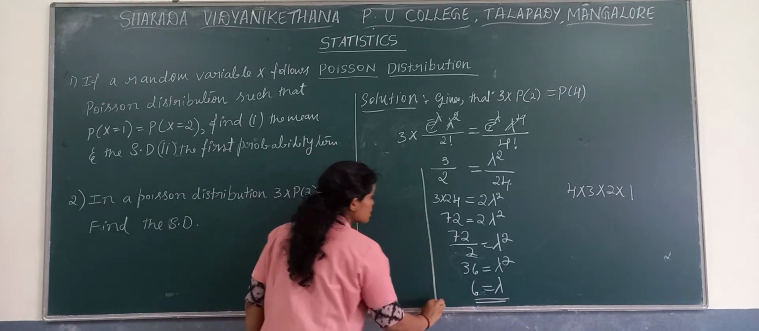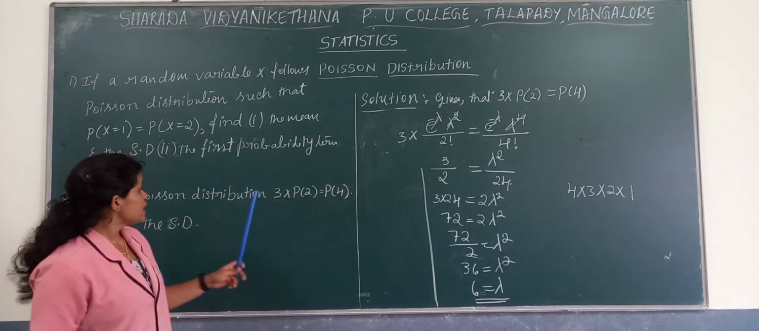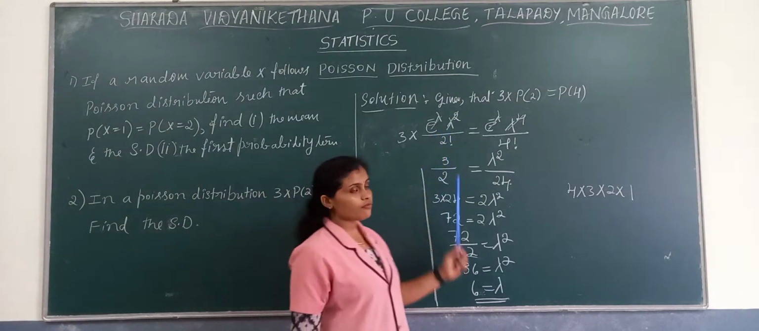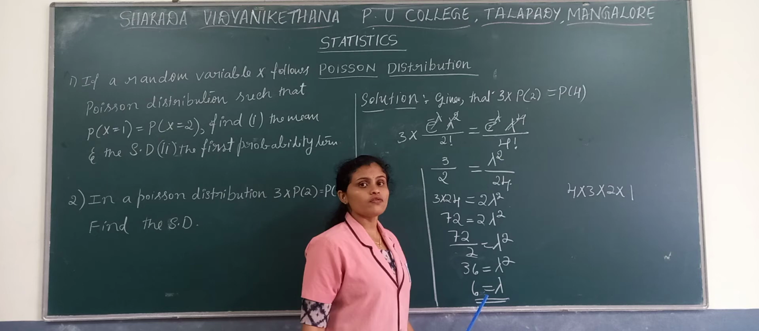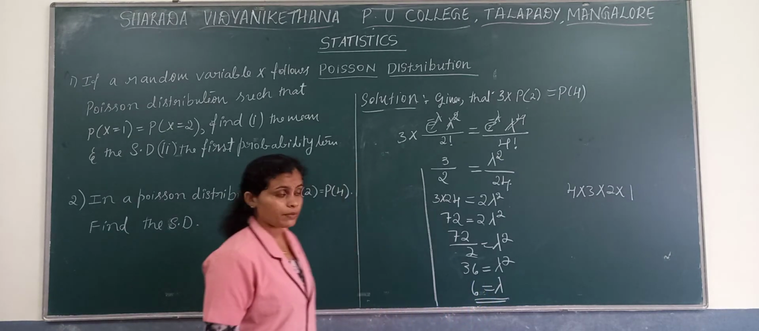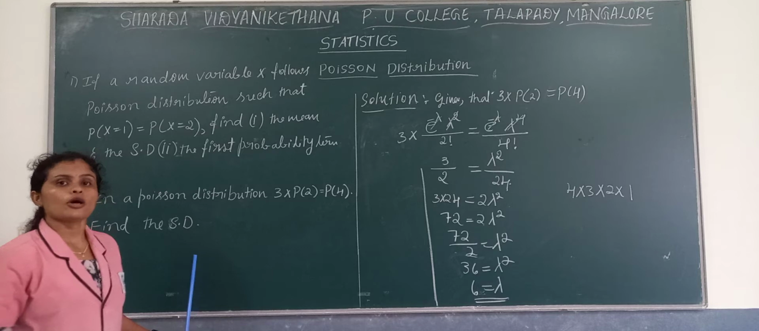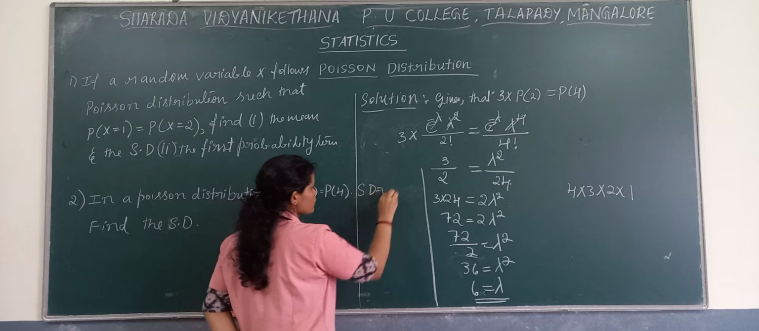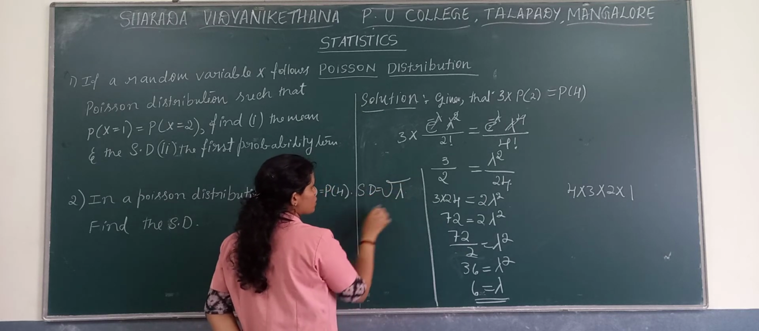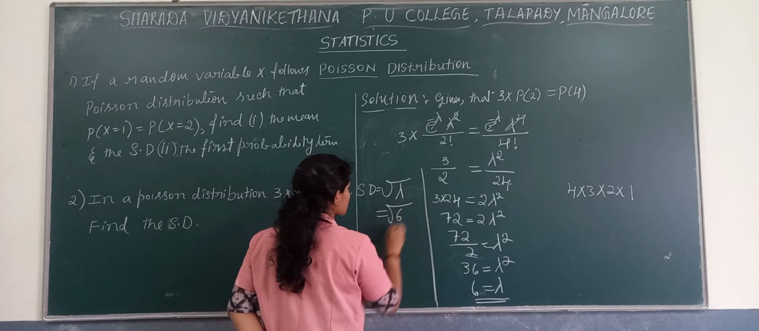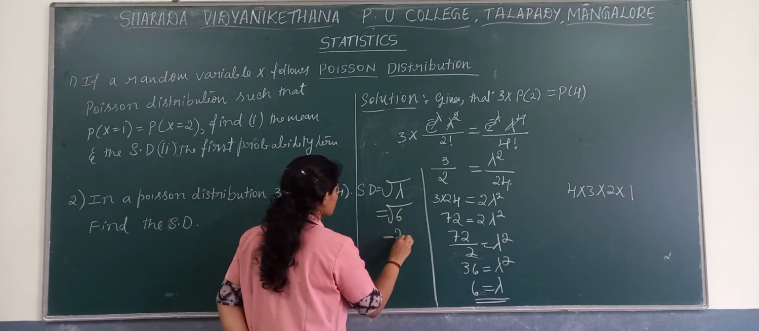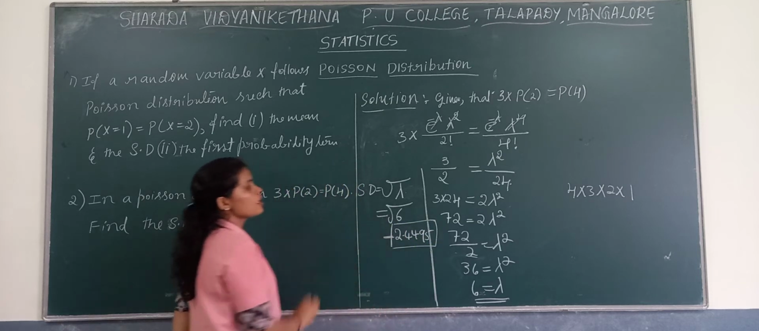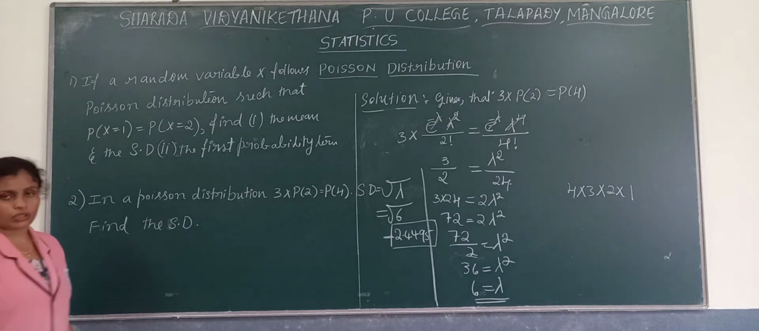Now we need to find out the standard deviation. One more question is there. After finding out lambda, find the standard deviation. This calculation we have done for the purpose of getting the value of lambda, because standard deviation formula is root lambda. Now standard deviation is equal to the root of 6, there we get 2.4495. This is the answer of this particular question.